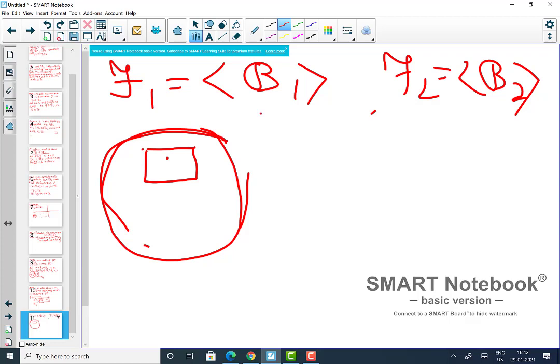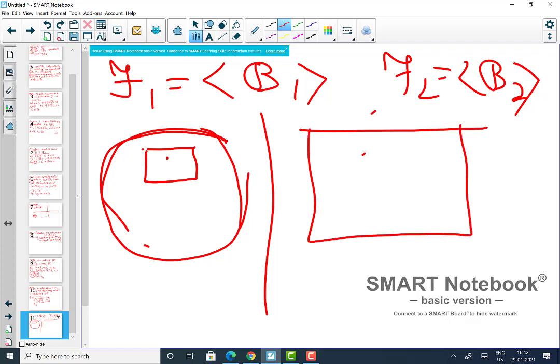And conversely, if you start with a point and a basis element of B2, you can always find a basis element which contains that same point, and this is nothing but this circular region, right? Okay, so what does that mean?